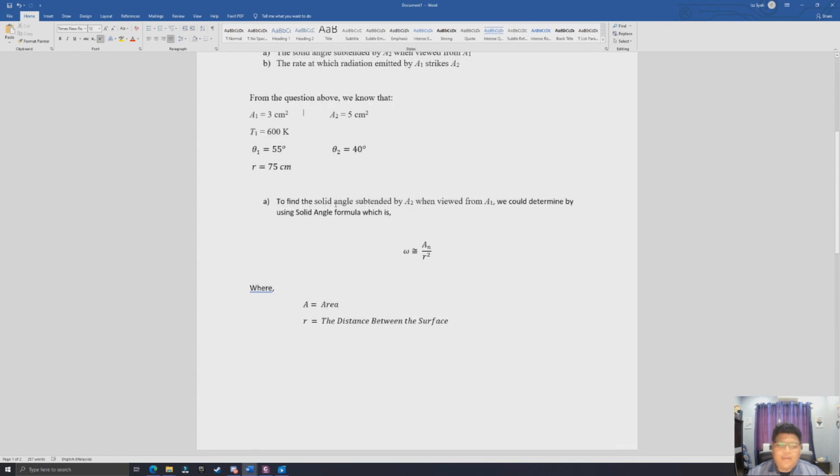To find the solid angle subtended by A2 when viewed from A1, we could use the solid angle formula. The keyword here is solid angle subtended by A2, which I've highlighted for you. We can determine it by using the solid angle formula, which is omega equals An over r squared. This is the solid angle formula.